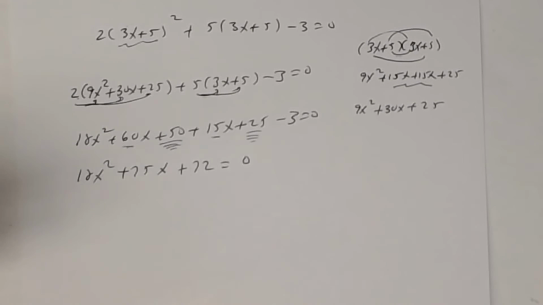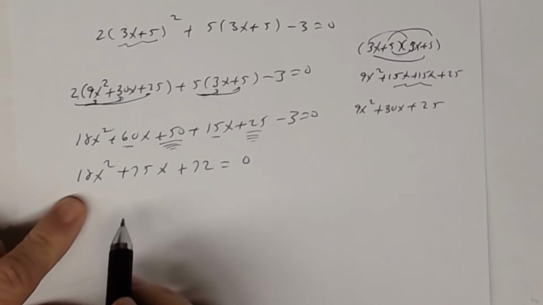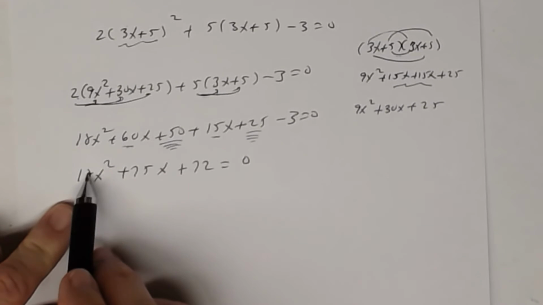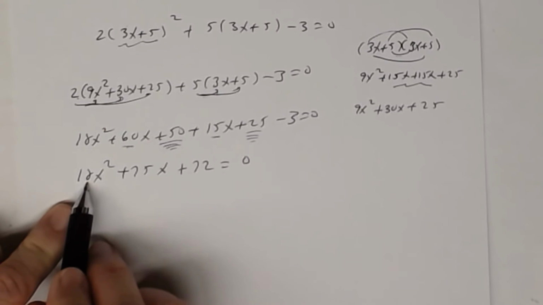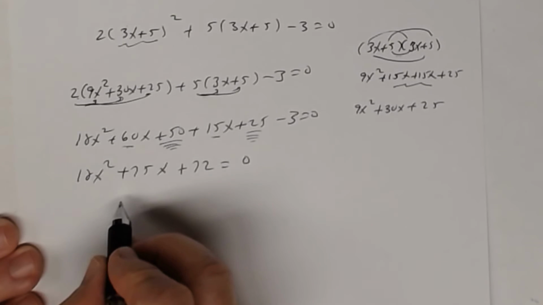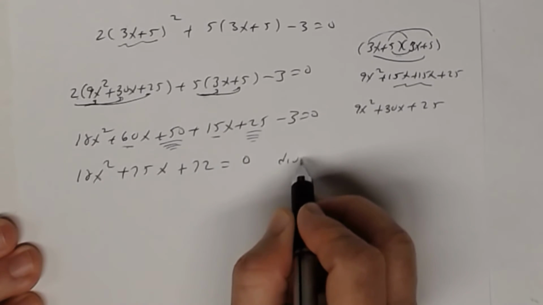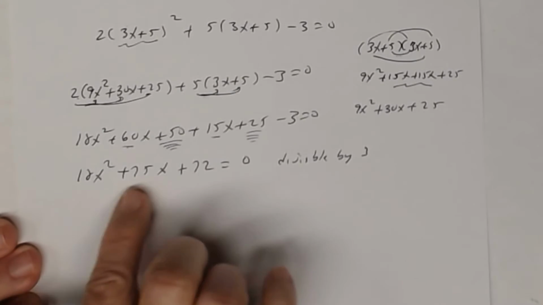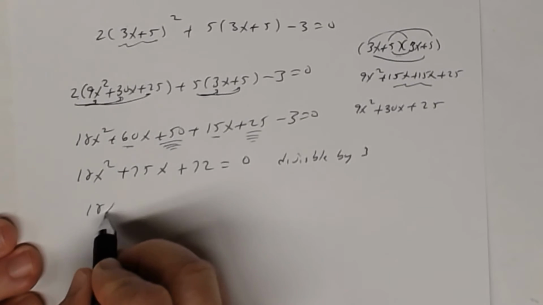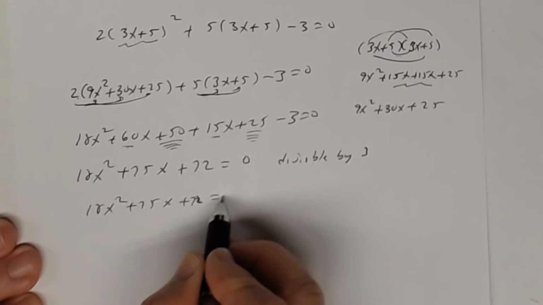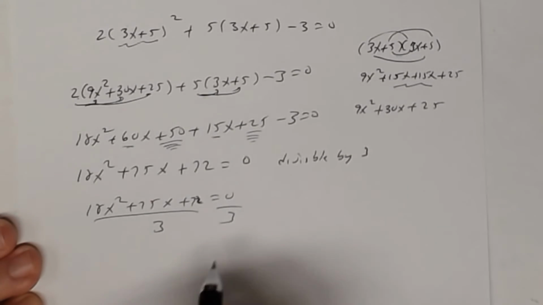Since those numbers are pretty big, you could probably reduce. Let's see, all of those are divisible by 3. You see that? 18 is divisible by 3, 75 is divisible by 3, 72 is divisible by 3. So they're all divisible by 3, and I could reduce the coefficients at least. What you do to one side, you do to the other. So basically, since they're all divisible by 3, I'm going to divide both sides by 3. What you do to one side, you have to do to the other.